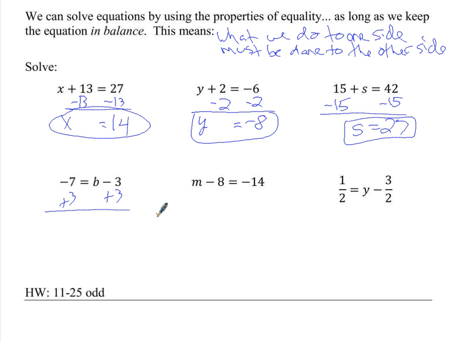On the left side, I have negative 7 plus 3, which is negative 4. The equal sign comes down. I didn't do anything to the b, so it comes down. And negative 3 plus 3 is 0. So it's gone. I have just b on the right equals negative 4 on the left, and I can leave my answer just like that.